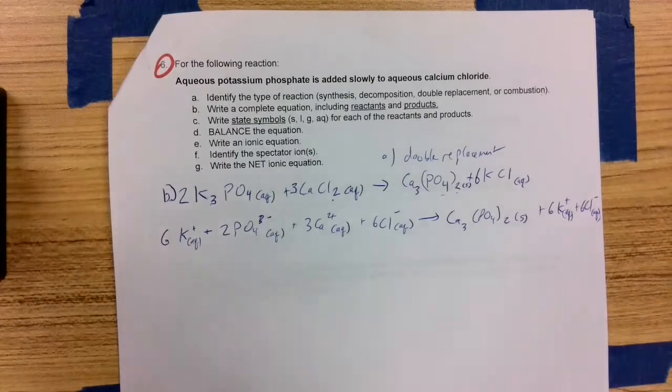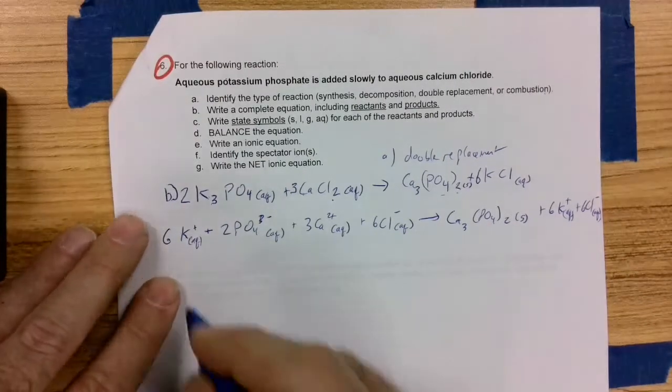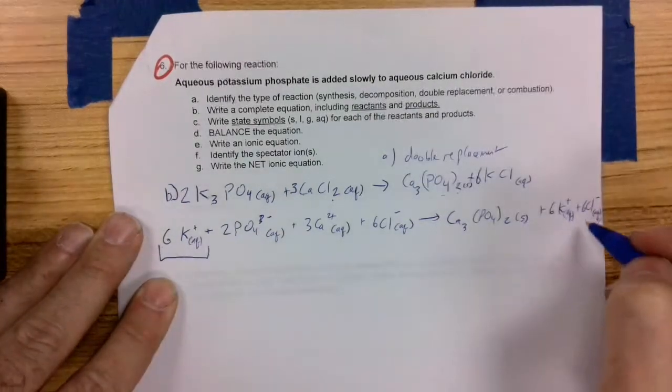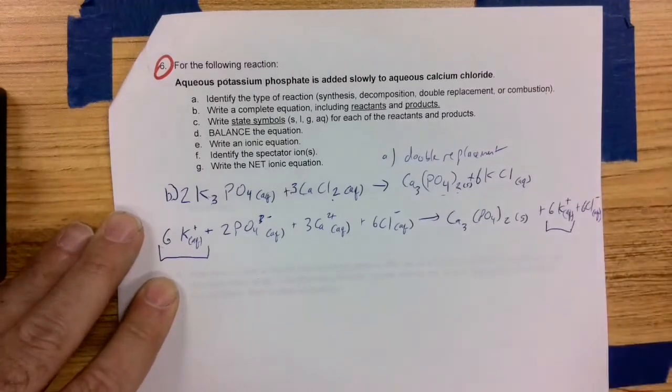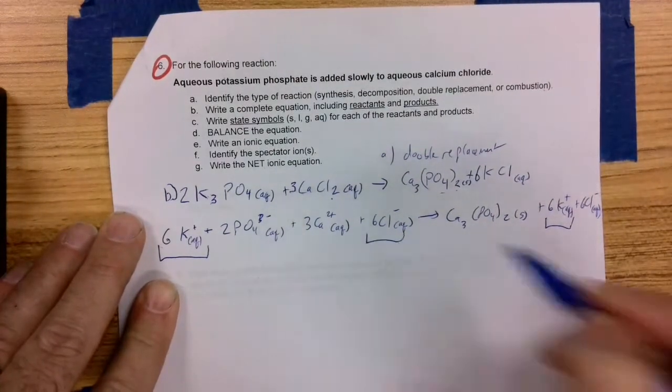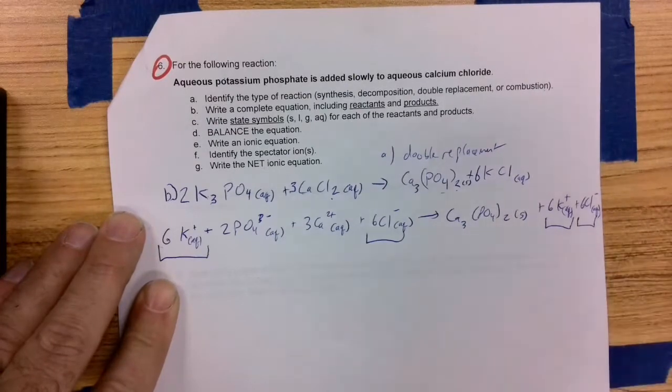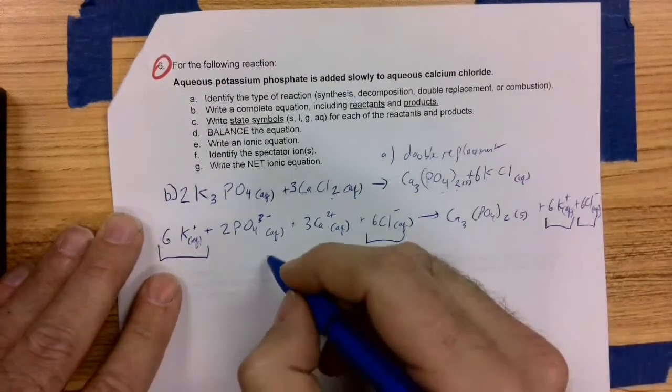Now we identify the spectator ions. The spectator ions are the ones that are dissolved and ionic and free to move around in both the beginning and the end of this problem. Looks like it's the potassiums and the chlorides.